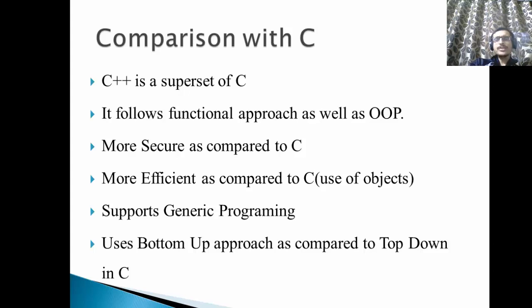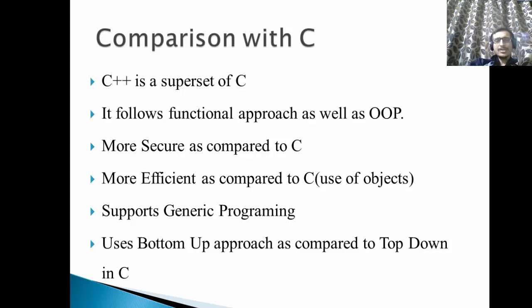It is more efficient as compared to C. Efficiency in terms of focusing on objects. The main focus is not on the functionality, rather the focus is on the objects and how the objects are created. It supports generic programming. Generic programming means that we will see the creation of templates, how the templates are created, and how the concept of reusability is there. We will see this concept of generic programming later on in the subsequent lectures.